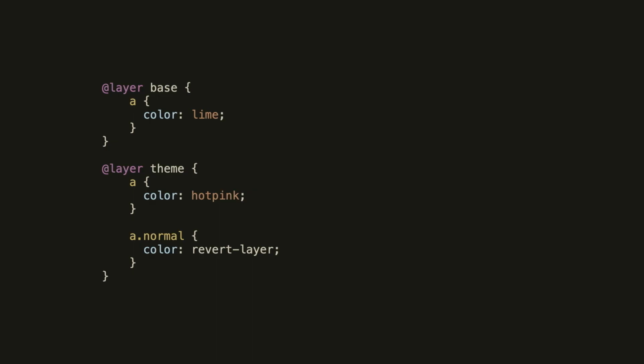Rolling back layers. Not many people notice, but you can use the revert keyword to roll back a declaration to a lower origin. You can do the same within layers. So instead of using revert, you use revert-layer. So any a.normal will not be the hot pink, but it will revert to the previous layer, so namely lime. So all the a.normals, they will be lime colored in this example.